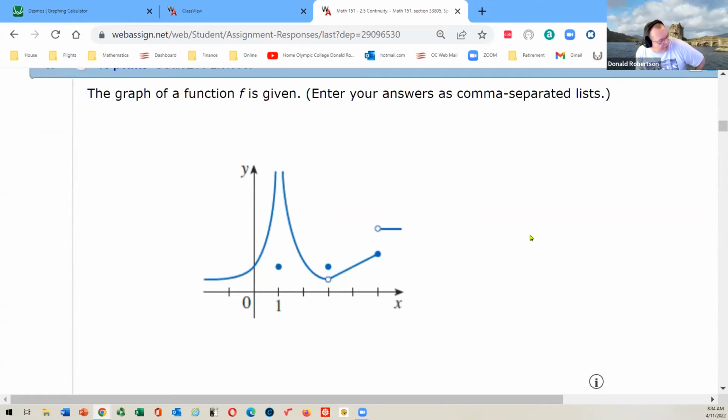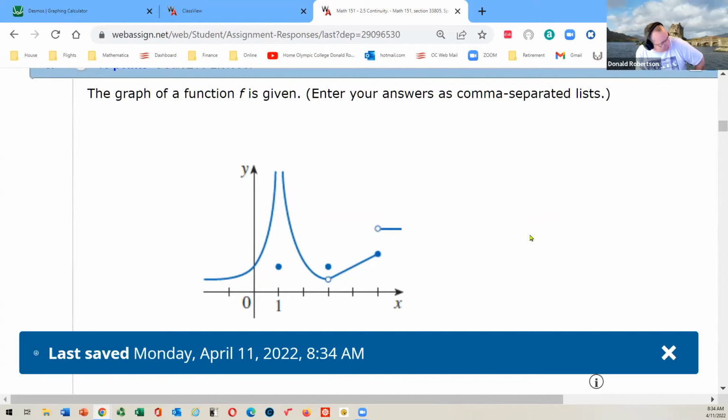Here's a graph with quite a few problems. In fact, it's quite a good graph.